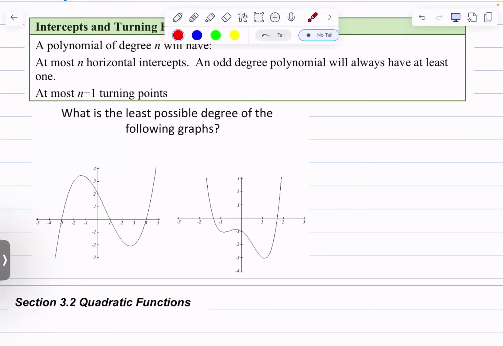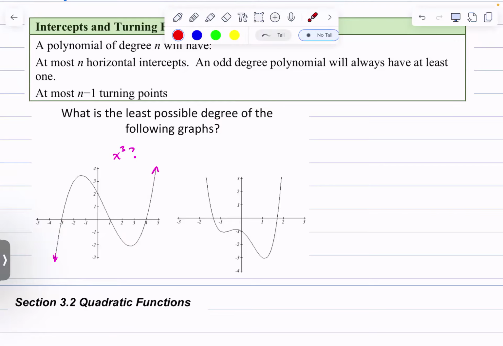What's the least possible degree of these graphs? So you want to start with a jumping off point. From the end behavior, this looks like some version of x to the 3. And so we can start with x to the 3, because we want to find the lowest possible or the least possible degree.